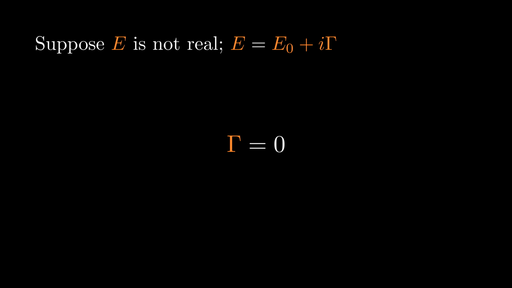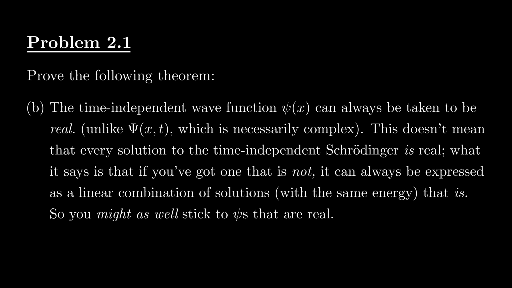Therefore, E is real. Let's now check Part B of Problem 2.1 from Introduction to Quantum Mechanics. In this part, we'll explore why the time-independent wave function can always be taken as real. Let's break it down. We know that the Schrödinger equation describes the state of a quantum system, where H is the Hamiltonian, psi is the wave function, and E is the energy of the particle.